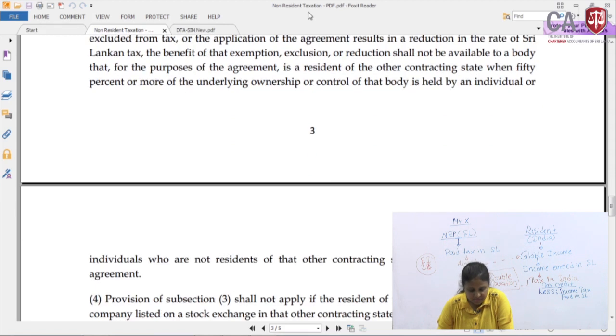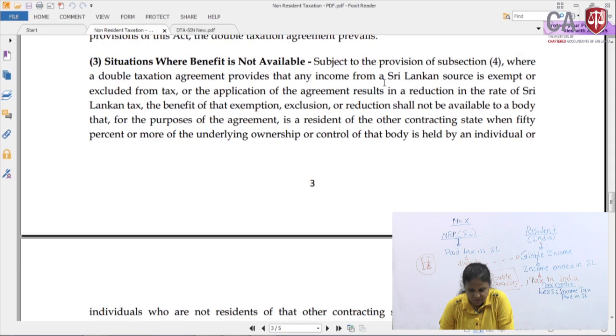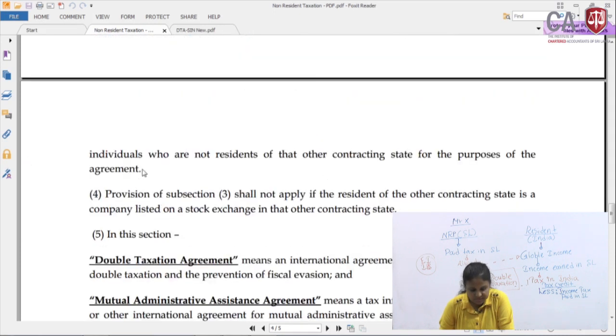Then the fourth one: this provision is also subject to subsection 4. Subsection 4 says the provision of subsection 3 shall not apply if the resident of the other contracting state is a company listed on a stock exchange in that other contracting state. If it is a listed entity in the other contracting state, the above provision is not applicable.